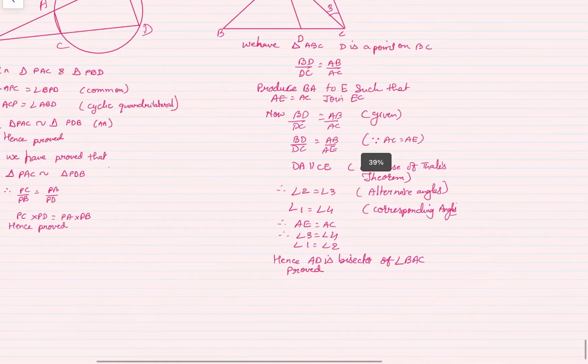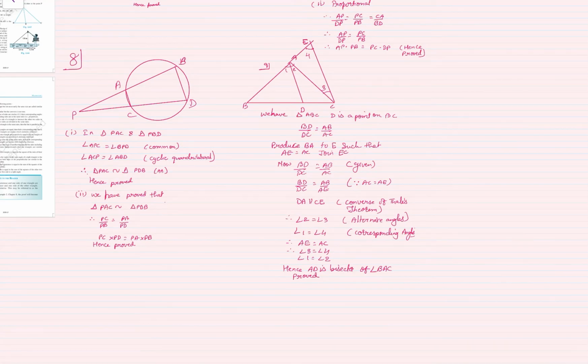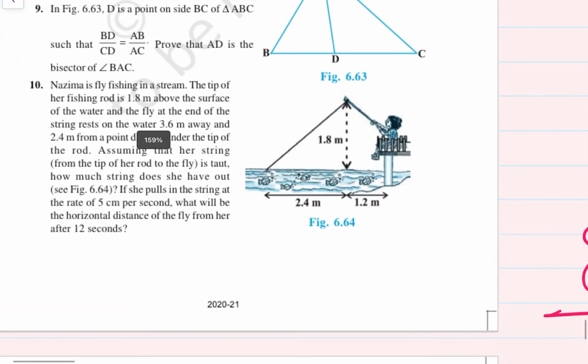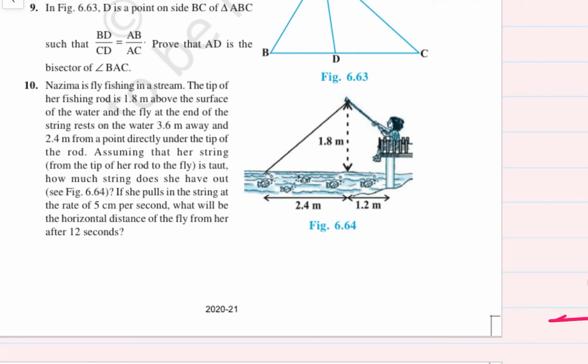So that was your example number 9. Now let us go to the 10th one. Nazima is flying a fish in a stream. The tip of her fishing rod is 1.8 meters above the surface of the water, and the fly at the end of the string rests on the water 2.4 meters from a point directly under the tip of the rod, as you can see in the figure. Assuming that her string from the tip of her rod to the fly is taut, that is without any loop, how much string does she have out?